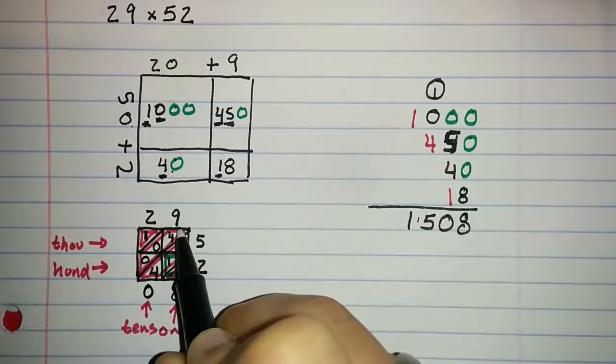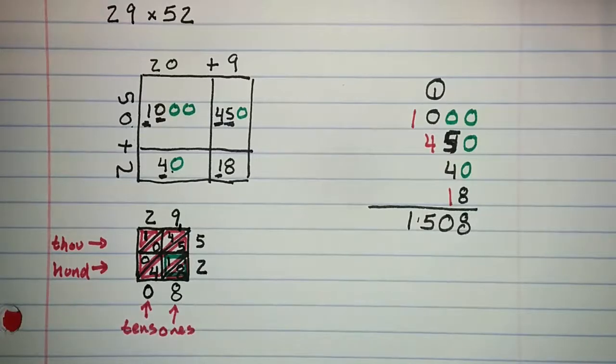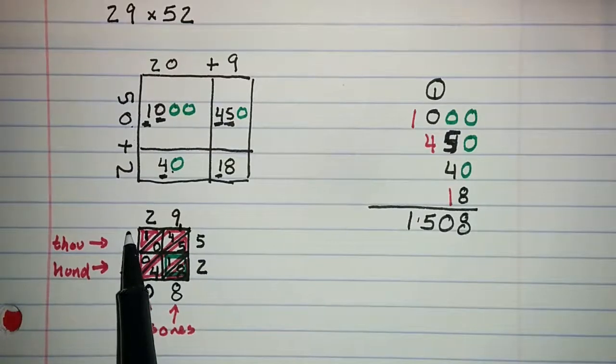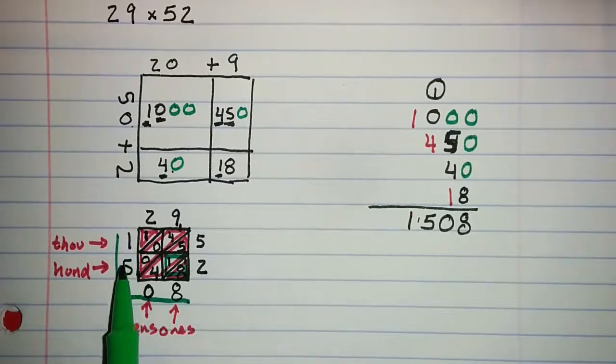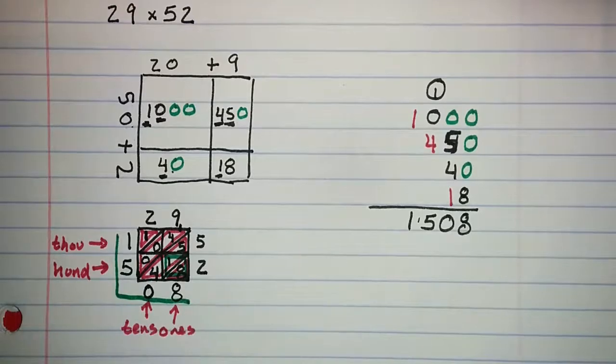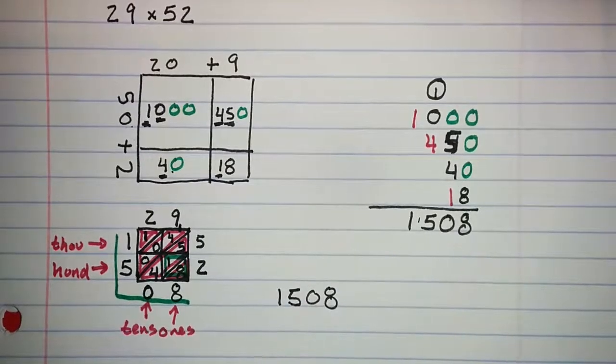Write down the 0, carry the 1. 1 and 4 is 5. 1 by itself is 1. Now how do we read this? We read starting at the top left and coming down and around. Our product is 1,508, just like we found up here.